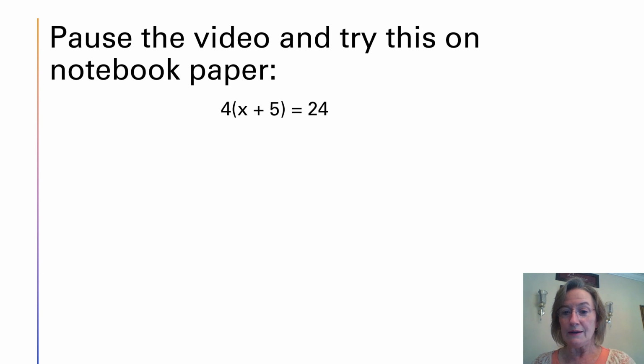Okay, now let's try some on your own. Would you please take out a piece of notebook paper, pause the video, and work this problem out showing each step. So your first step will be multiplying that 4 through the parentheses.